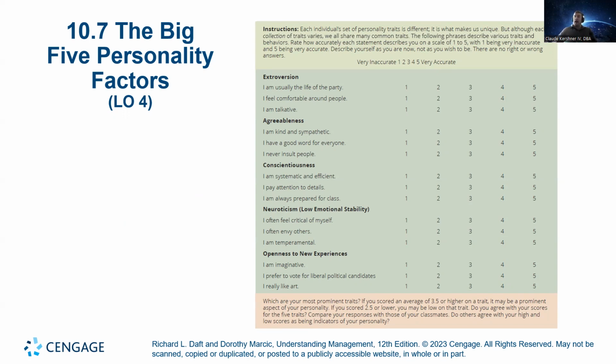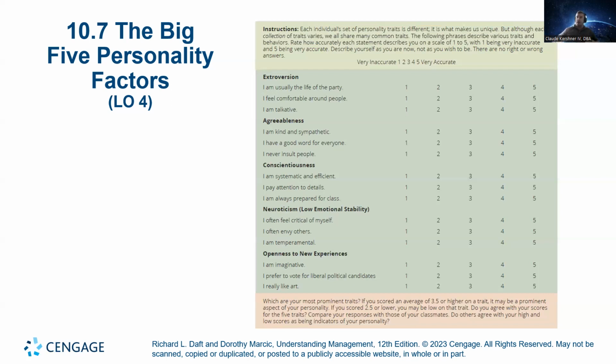Conscientiousness is saying, I am systematic and efficient. Are you systematic and efficient? Would you agree that you're systematic and efficient, or would you disagree? I pay attention to details. A conscientious person pays attention to details. Would you agree that you pay attention to details, or would you disagree? This is just, again, the scale of rating yourself and others on these personality characteristics.